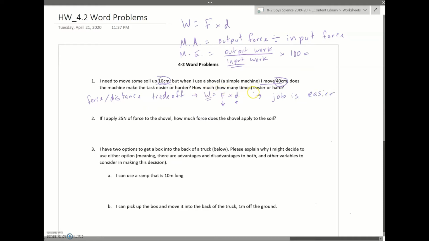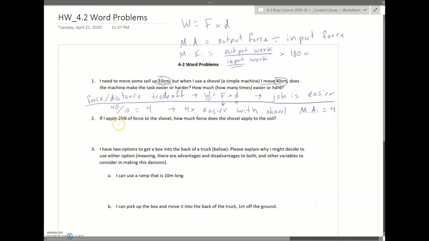How many times easier? Well, that's going to depend on how much more I moved. Because 40 is 4 times more than 10, right? 40 divided by 10 equals 4. So the job is 4 times easier with the shovel. So that gives us a mechanical advantage of 4.